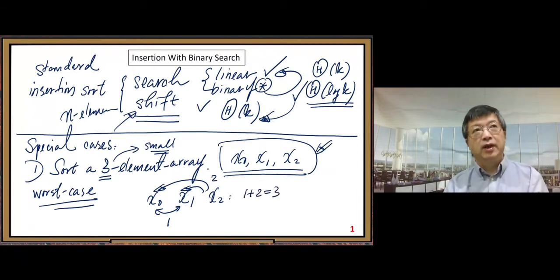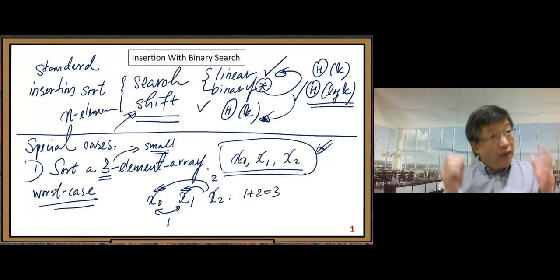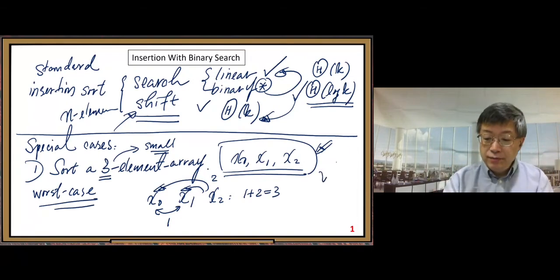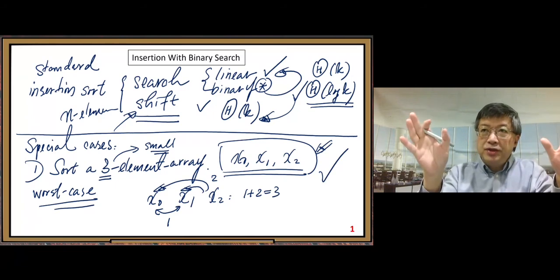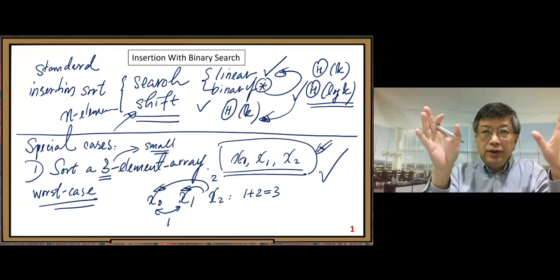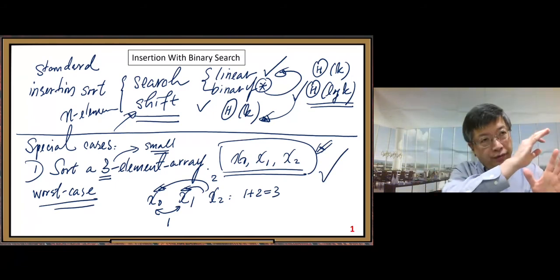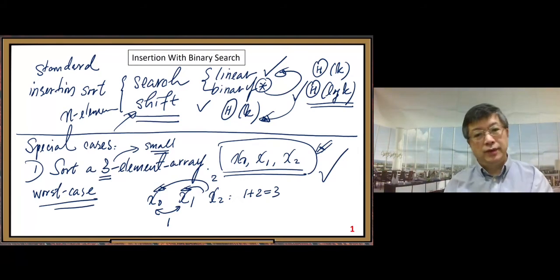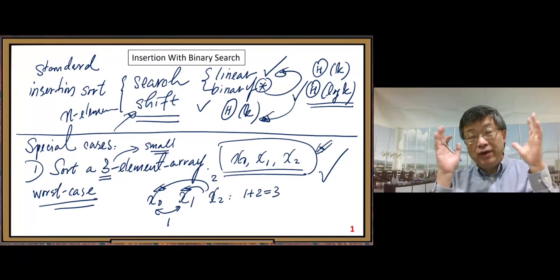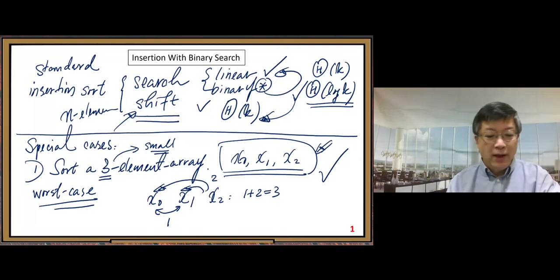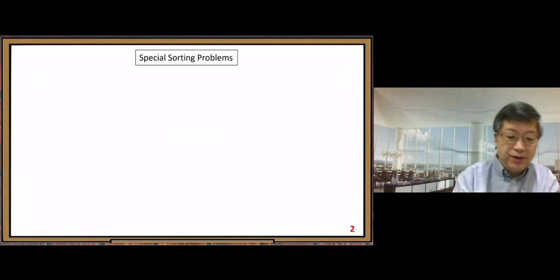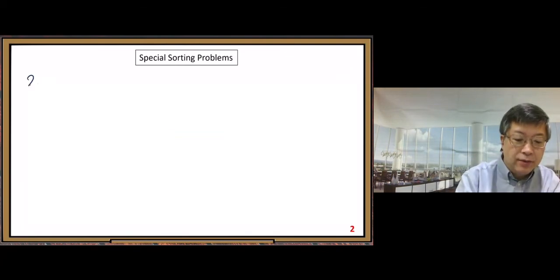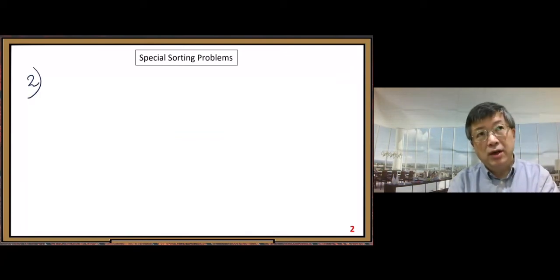So we're fine with this result. 3 comparisons needed to sort the whole 3-element array. All right. Next, we want to go to the next sorting problem.